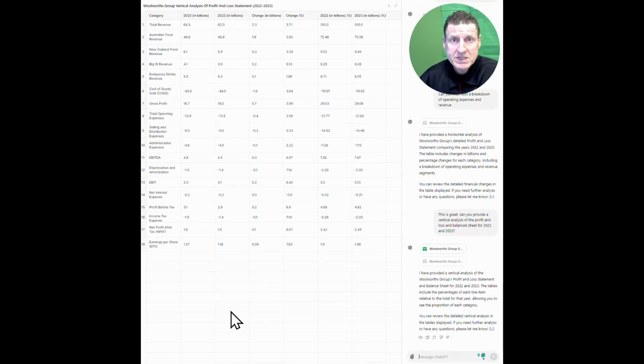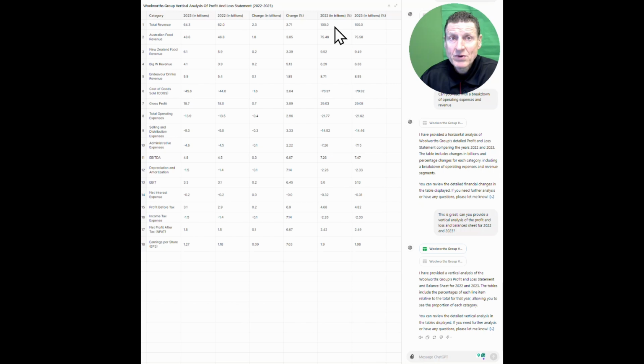The vertical analysis, if we look at 2023 and 2022, we have the change and change percentage. But what we're trying to do with vertical analysis is we may say total revenue is 100%. And so 75% of that revenue came from Australia, 9% came from New Zealand, 6% came from Big W, and so forth. Whereas if you just look at the numbers, we're just looking at 48 million, 6 billion, 4 billion, it may not mean much. But here, now we're looking at a percentage. Australian food revenue makes up 75% of the total revenue.